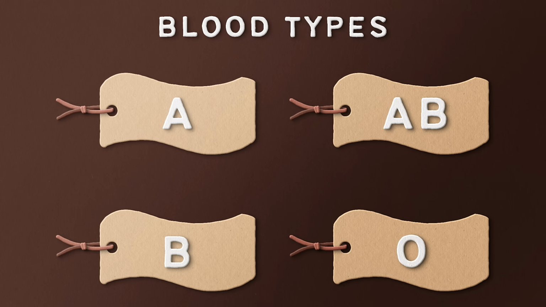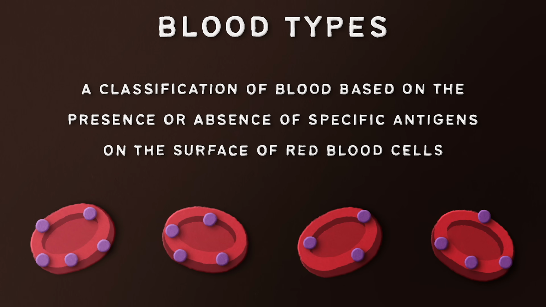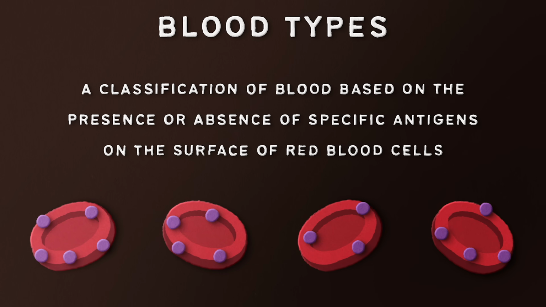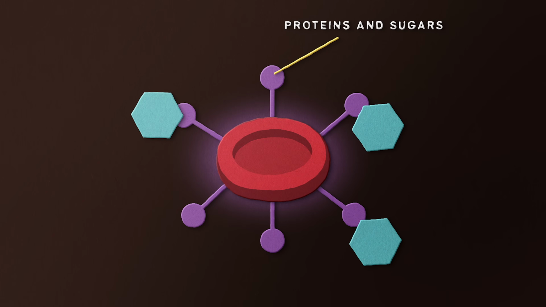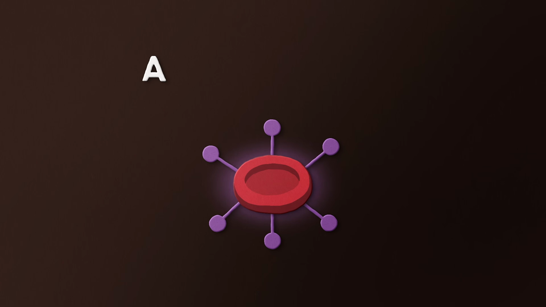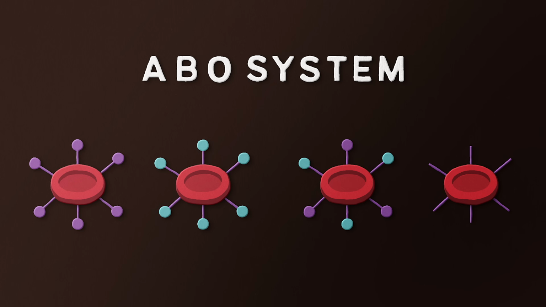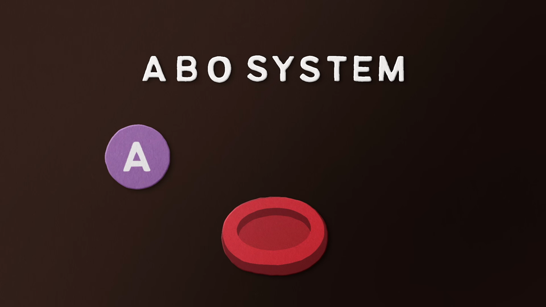Let's start by actually understanding what all these letters, plus and minus signs, have to do with blood types. Blood type is a classification of blood based on the presence or absence of specific antigens on the surface of red blood cells. And these antigens are essentially proteins and sugars that can trigger an immune response if they are foreign to the body. The most common blood type classification system is the ABO system, which categorizes blood types into four main groups: A, B, AB, and O. This system is based on the presence or absence of two antigens known as A and B.